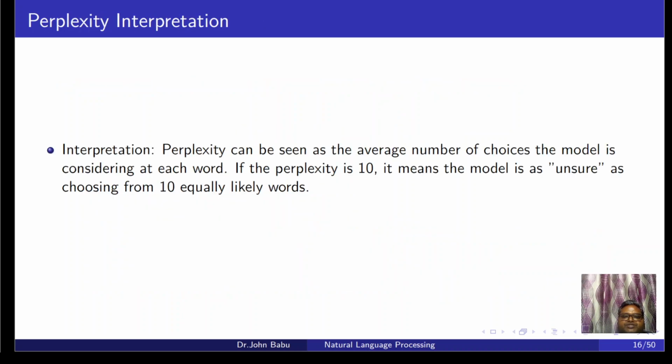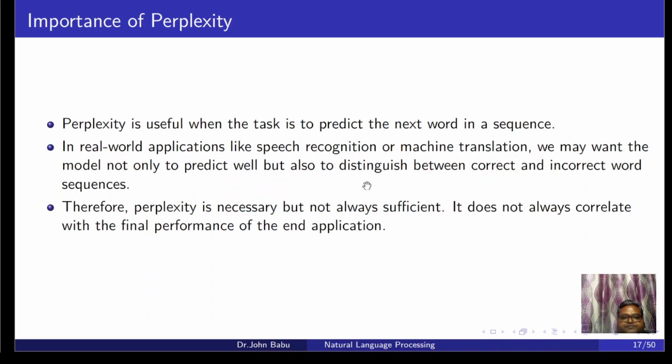So perplexity can be seen as the average number of choices the model is considering at each word. If the perplexity is 10, that means the model is unsure, as it has to choose from 10 different likely words. Lower the perplexity, fewer the options, more the certainty. Higher the options, less certainty.